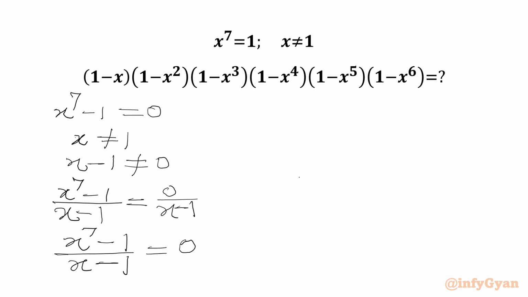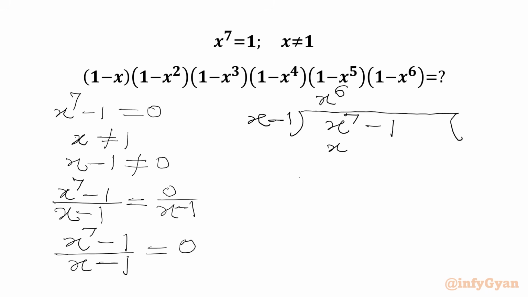Now we are going to divide. So I will write here x minus 1, then we'll write here x power 7 minus 1. Now we have to multiply x with x power 6 to get x power 7. So we'll write here x power 6. So here we can write x power 7 minus x power 6. Now we will change the sign and subtract. So we will get x power 6 minus 1.